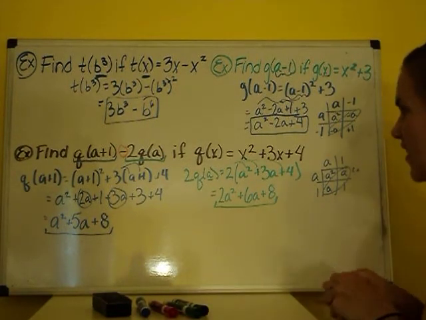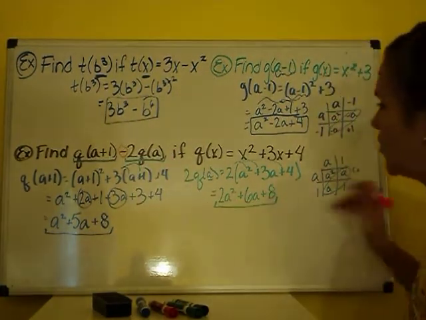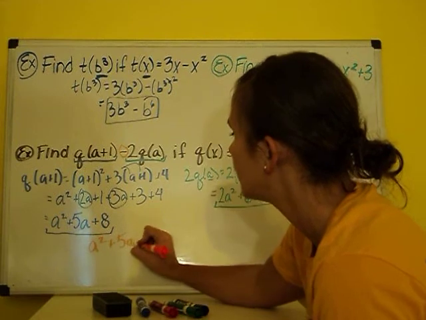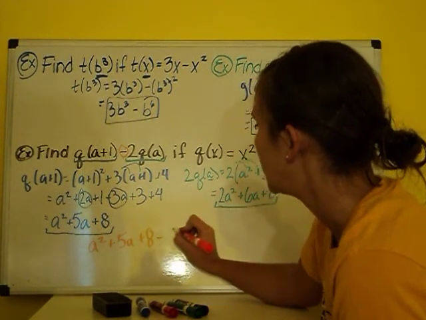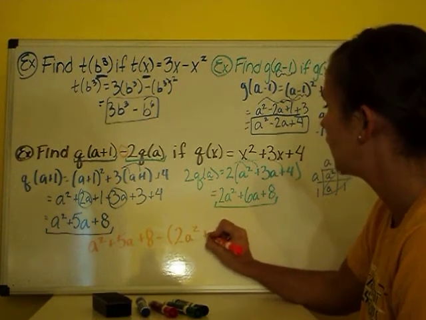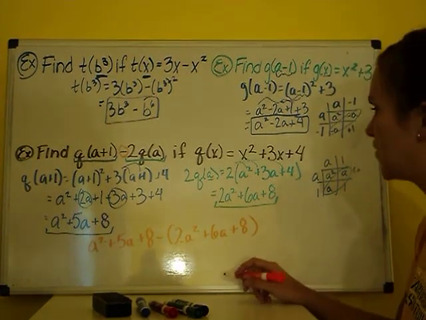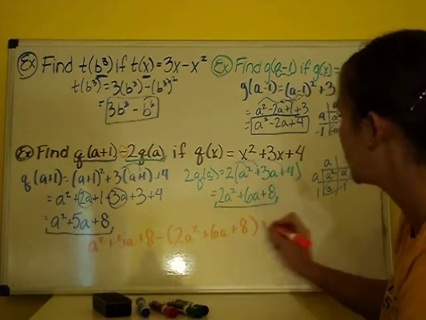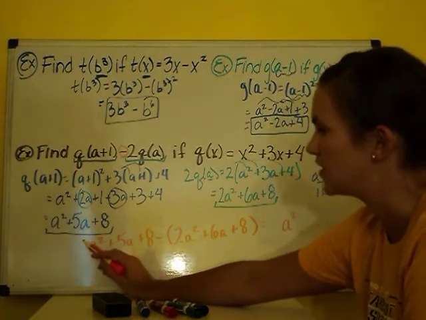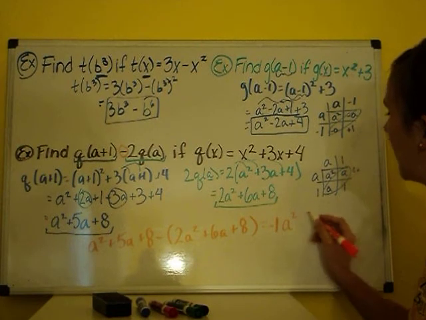So now, last but not least, I subtract. So I'm going to have my q of a plus 1, which is a squared plus 5a plus 8 minus, we have to subtract the whole polynomial, so we want to put that in parentheses, 2a squared plus 6a plus 8. Okay, so we want to look at like terms. So here we have our a squareds. So my a squared stays and I subtract the coefficients. I have 1 minus 2, which is going to be negative 1, a squared.